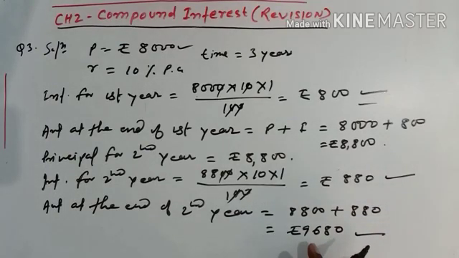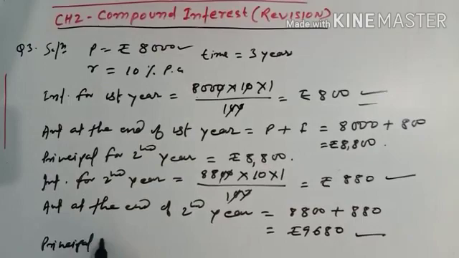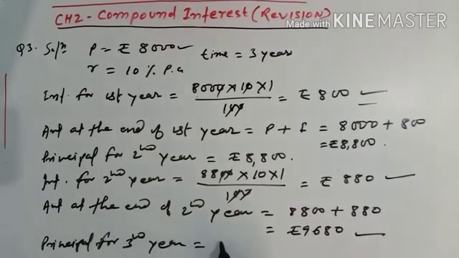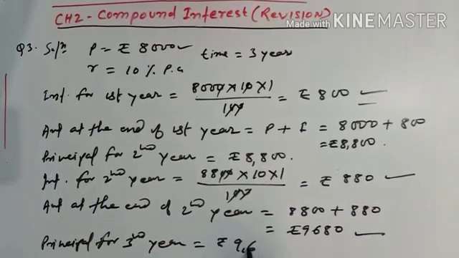Now this amount would be again the principal for the third year. So here again, principal for third year equals rupees 9,680. This is the principal for third year. Now we will calculate the interest for third year.